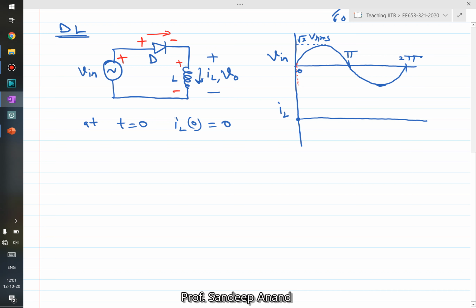the diode starts conducting. And now what is the equation which relates the input and the output? In this case, once the diode starts conducting, you can write Kirchhoff's voltage law starting from ground.